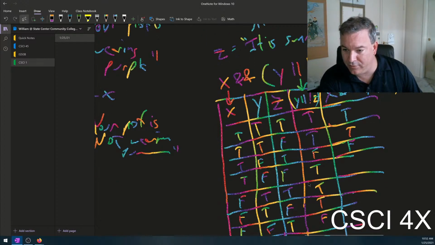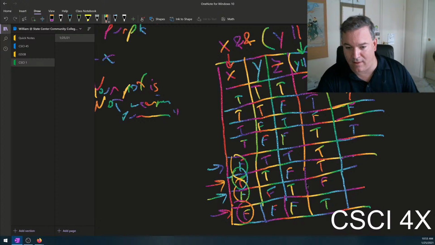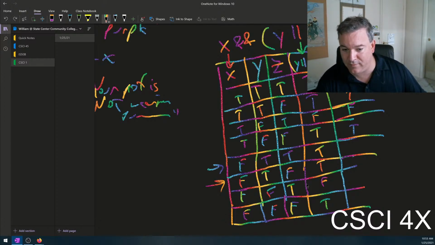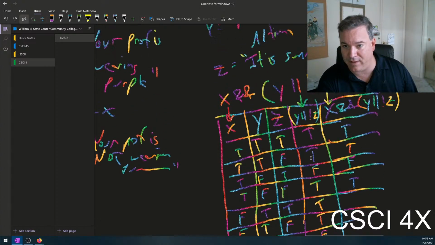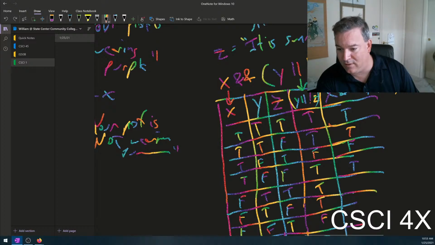Coming down here, true and true is true. And then all of these will be false, because in these 4 rows, all of these lead off with a false right here. So that means if these are false, nobody in the class has a horse. And so the overall statement of somebody in the class has a horse and all this other stuff is going to be false.